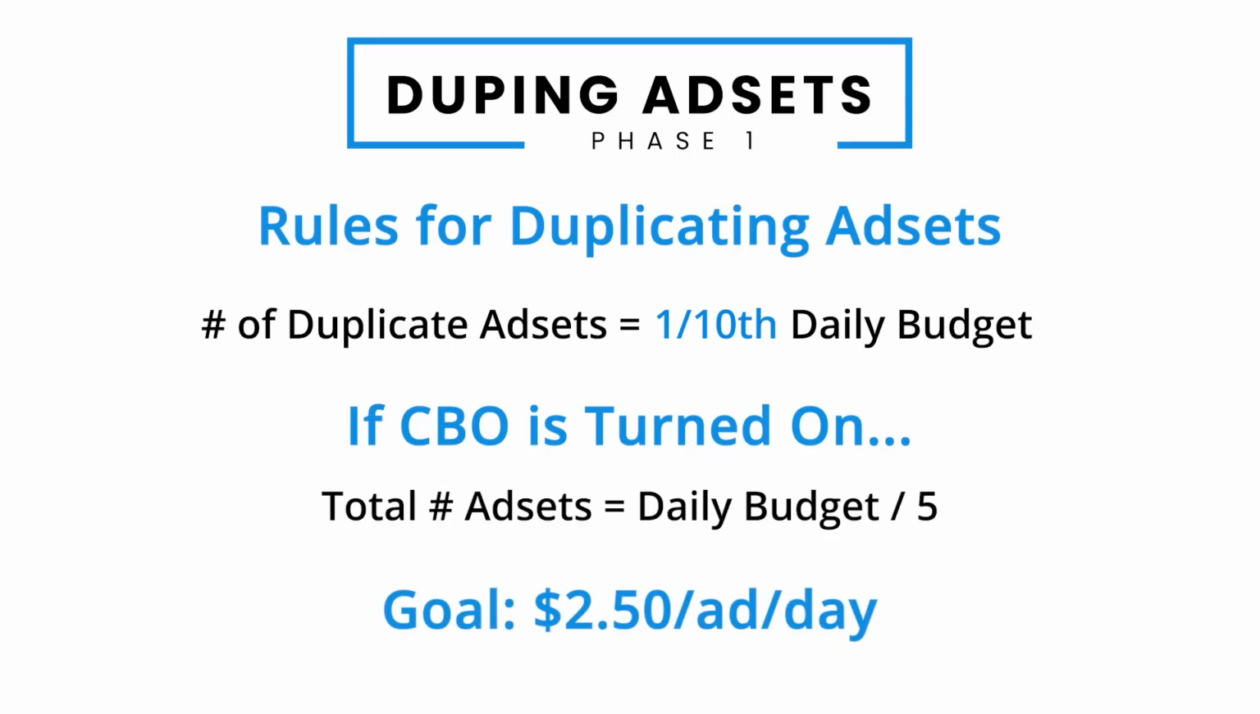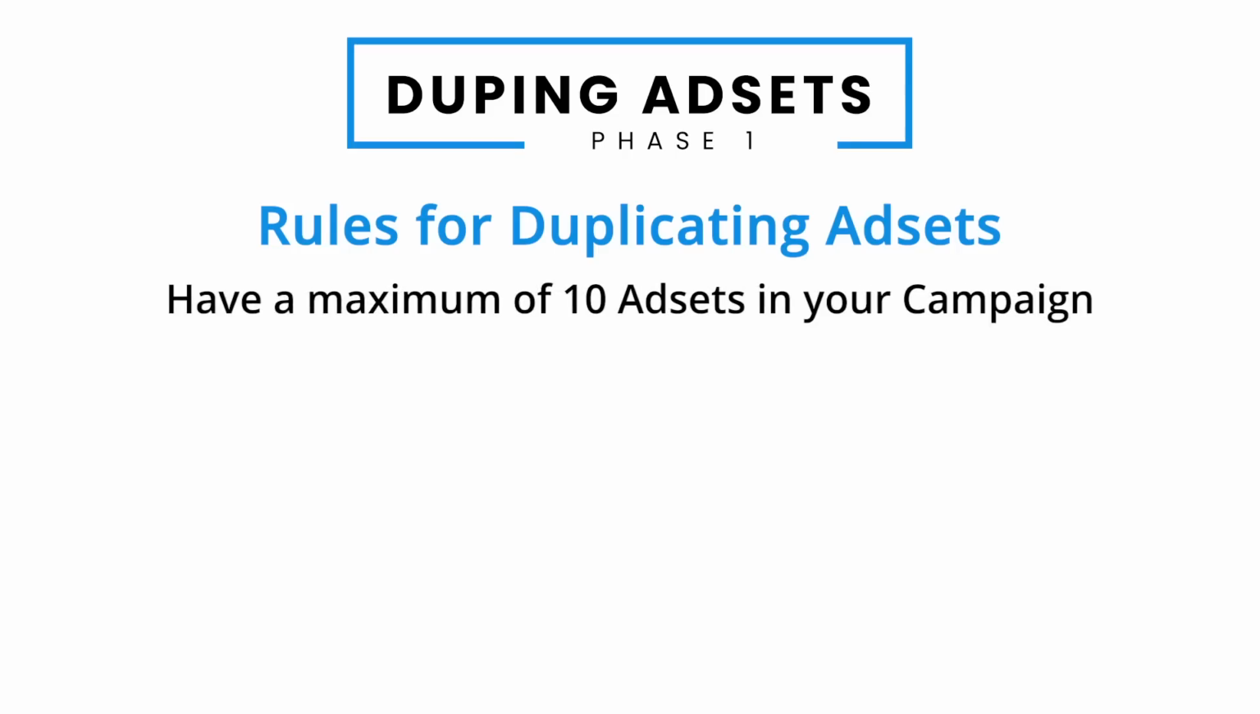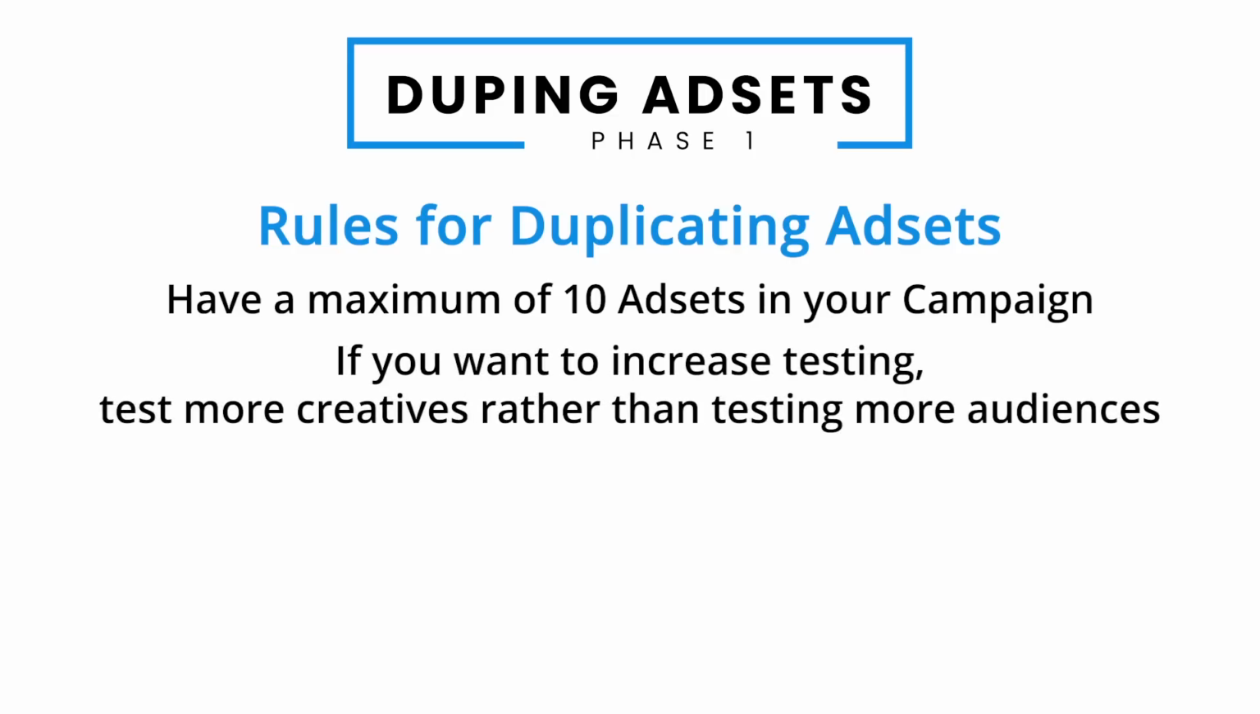For our example, we have a CBO with a daily budget of $50, which is 1/10 of our total. Dividing the daily budget by 5, we will make 10 ad sets for the campaign. Since each ad set has 2 ads, this leaves us with 20 ads total and an average spend of $2.50 per ad. If your daily budget is higher than $50, however, we recommend against duplicating the ad set more than 10 times. Instead, you should opt to test more creatives within each ad set, while still following the rule for $2.50 in average spend per ad.